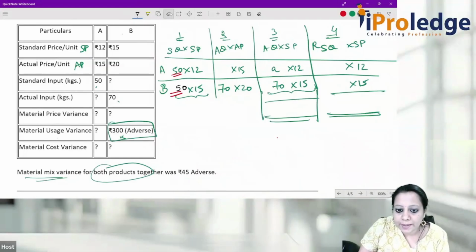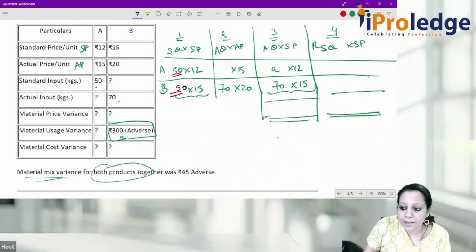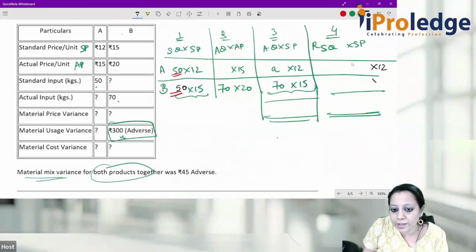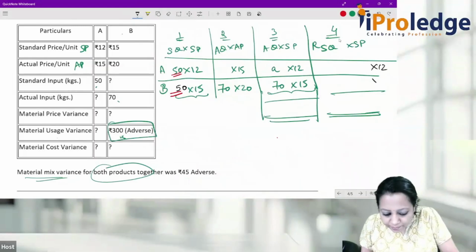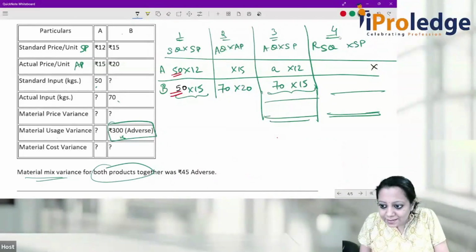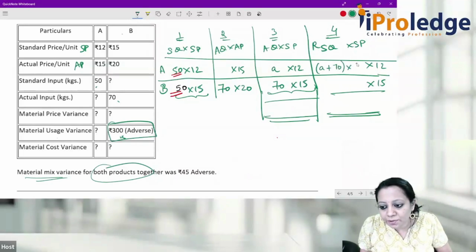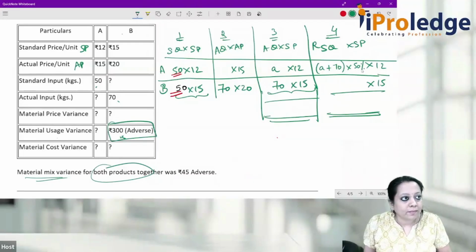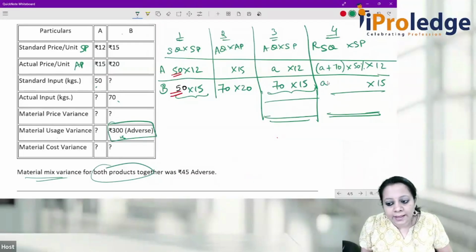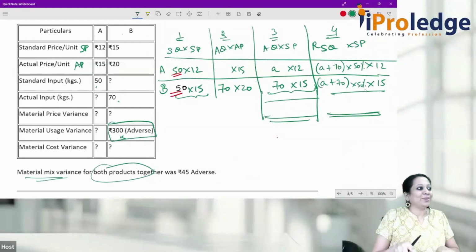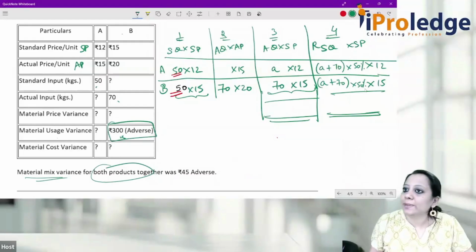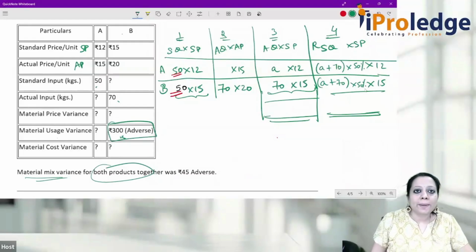So, this, I'll just space it out, okay? Into 12 into 15 only. That is not going to change. RSQ is going to be, can I say it is A plus 70 into 50 percentage? Then A plus 70 into 50 percentage again, based on what we wrote. Yes, ma'am. Everybody is comfortable, right, students? Should I repeat that?